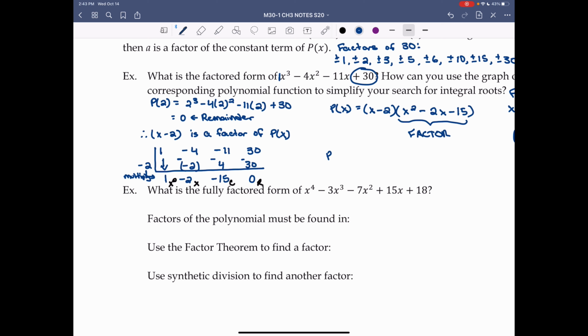To get the fully factored form of p of x equals x minus 2 times. We need two numbers that multiply to negative 15 and add to negative 2. Those would be negative 5 and 3. So x minus 5, x plus 3 would be our factors. And our fully factored form of p of x is x minus 2 times x minus 5 times x plus 3.